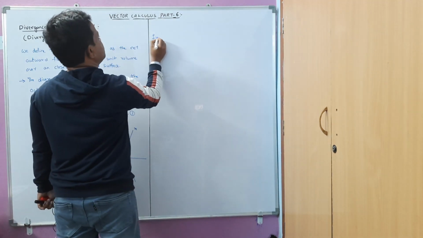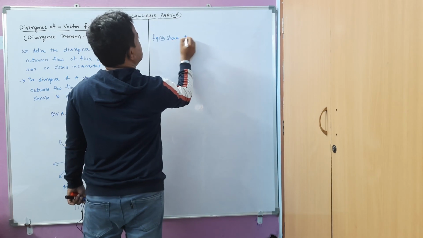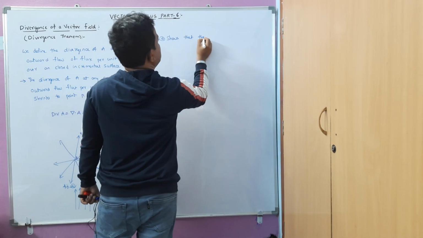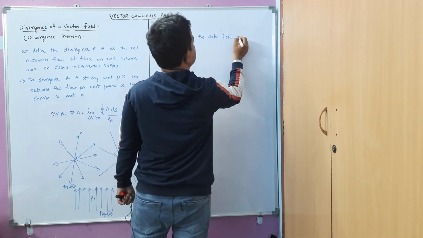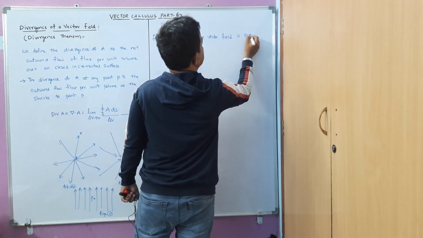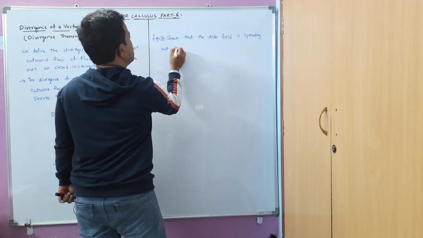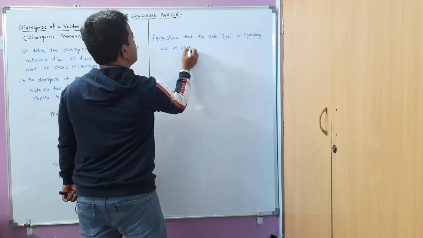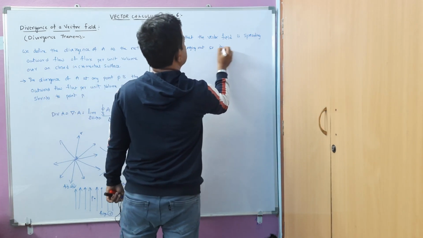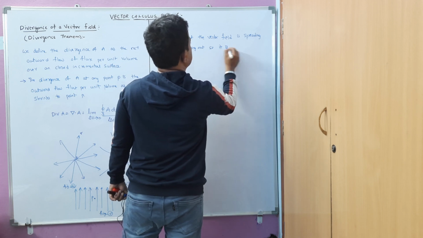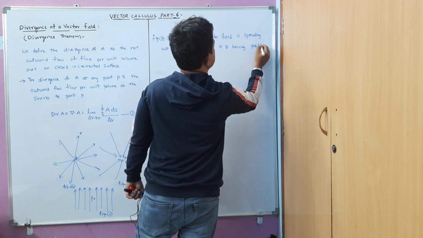Figure A shows that the vector field is spreading out or diverging out, we can say diverging out. So it is having positive divergence.